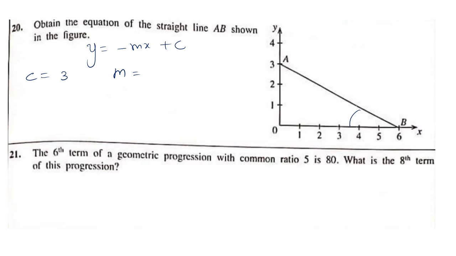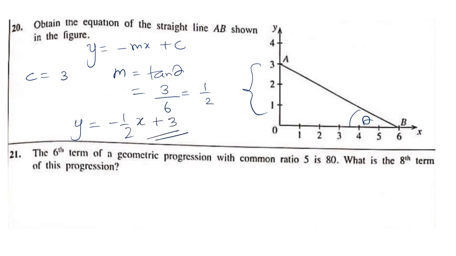M is equal to tan theta. So tan theta is equal to opposite side divided by the adjacent side. This is 3 divided by 6, that is 1/2. Therefore, you get the function like this. Y is equal to minus half x plus 3. So this is the equation of this graph, right?